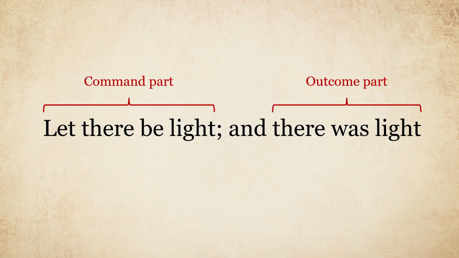As we've said already, in this verse, God ordered to create the light. This is the command part, and then the light was created. This is the outcome part. In English, each of those 2 parts uses different words.